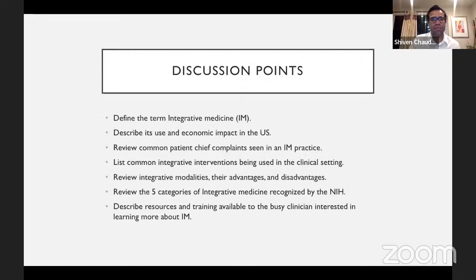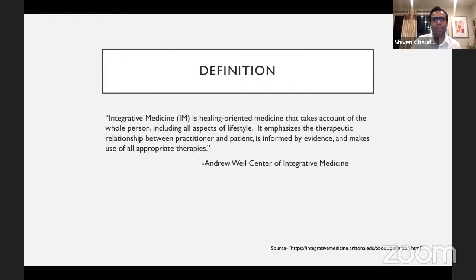These are the discussion points for today. Because I figured that a lot of people don't know what integrative medicine is, I thought I would first go over how integrative medicine is commonly practiced in the United States. And then we'll go to a case presentation and see how we view things a little bit differently than conventional medicine.